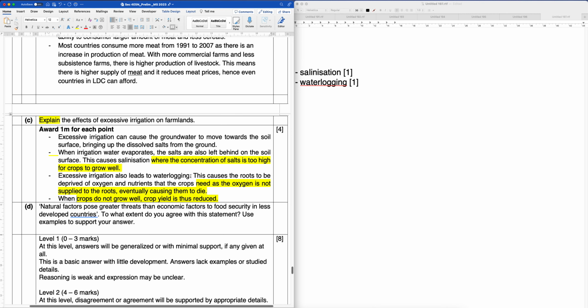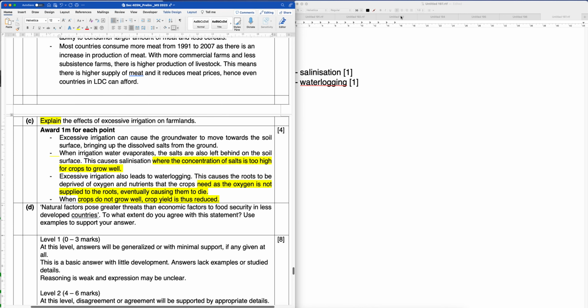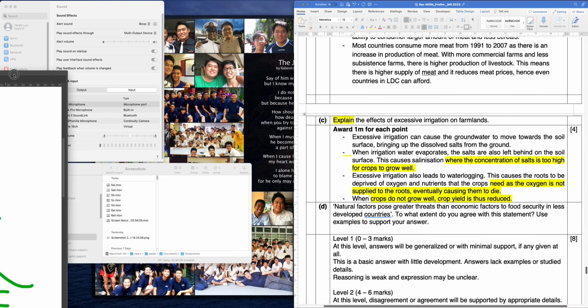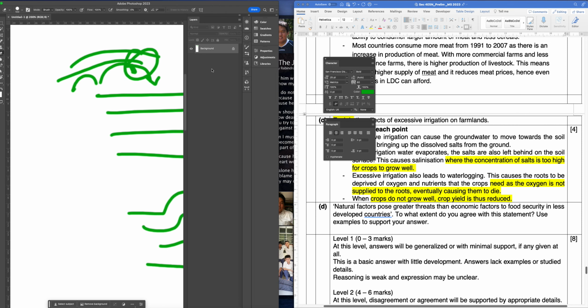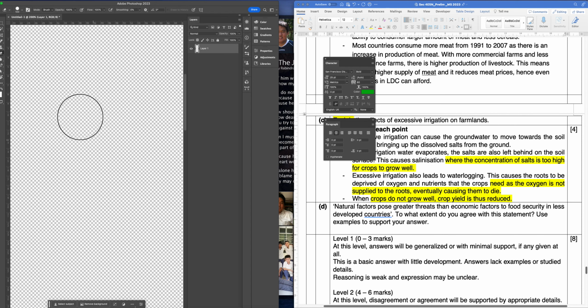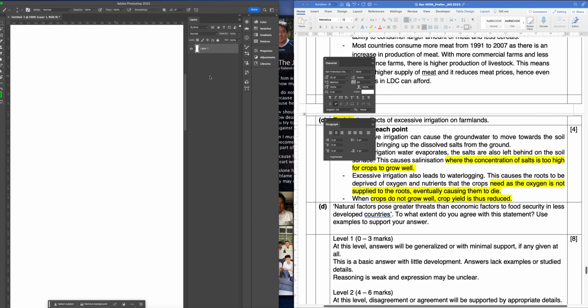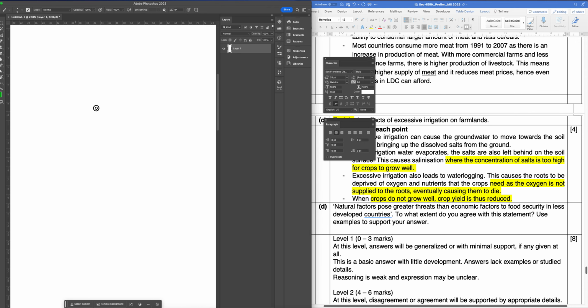So there are multiple ways you can talk about it. Some of you said that because of too much irrigation, the groundwater, so let me just put it in a diagram, easier to see. So let's say this is the ground.